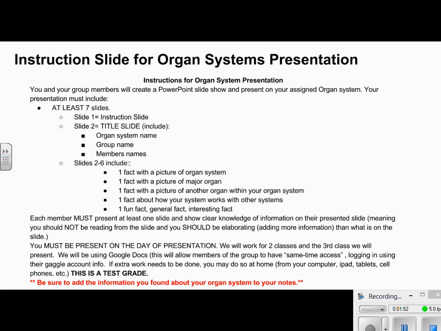All right, so let me explain to you what your assignment is. And then I'll explain to you how you're going to go about doing it. Everyone pay attention up here for just a moment, please. You and your group members will create a PowerPoint slideshow and present on your assigned organ system. Those are the other 5 that we have not discussed yet.